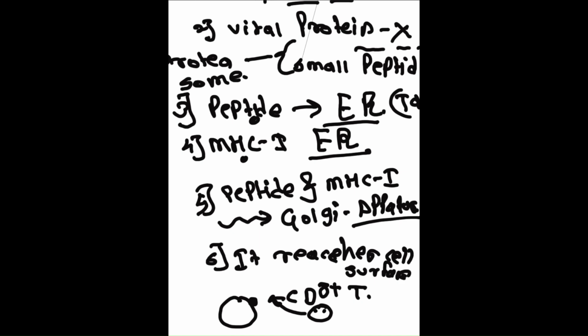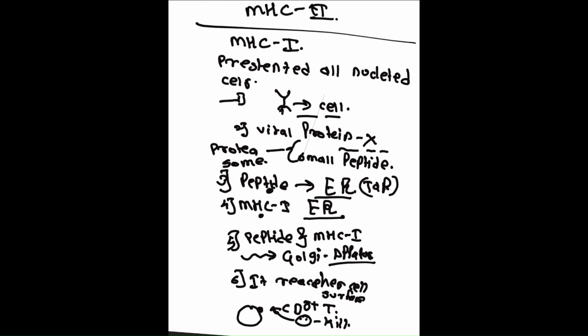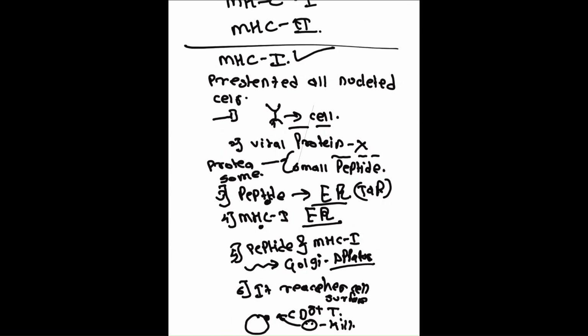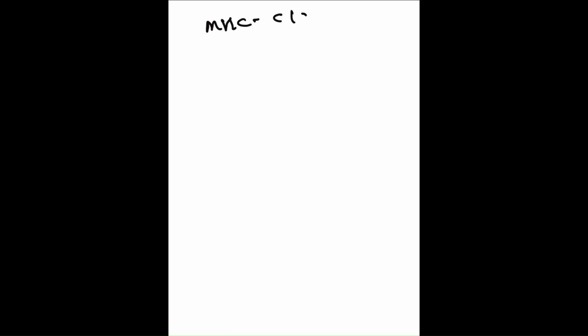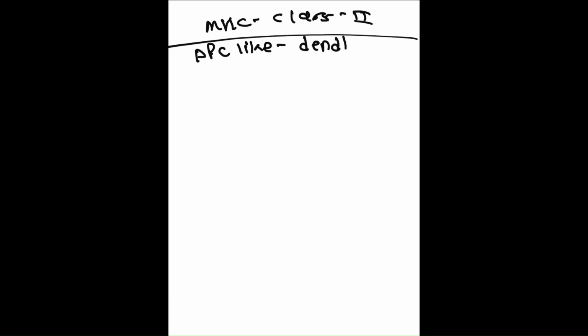You should remember that key point: the MHC class 1 is the endogenous pathway, and it is mainly recognized by the cytotoxic T cells. Now we will discuss class 2. The class 2 is present only on some professional APCs like the dendritic cells, macrophages, and B lymphocytes.